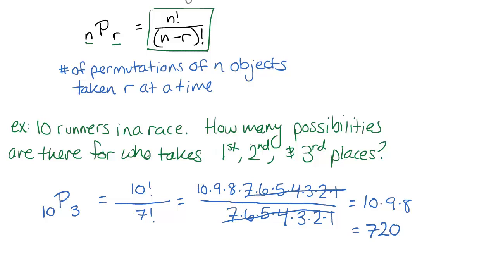If we wanted to know who took first, second, third, and fourth places, right, we could do something like 10 permute 4. Or if we wanted to know how many outcomes there were for all of the runners, taking them all into account, we could do 10 permute 10, etc.